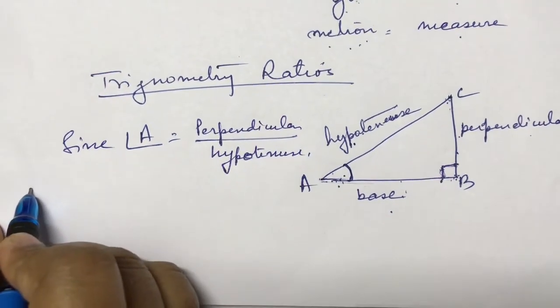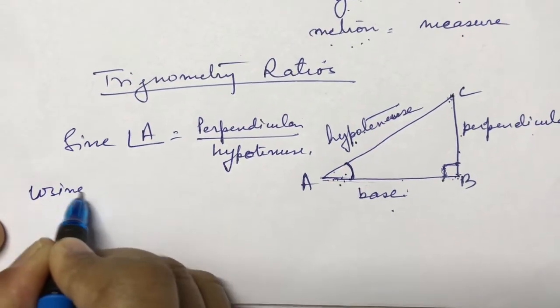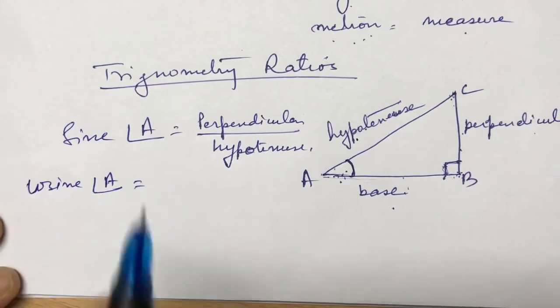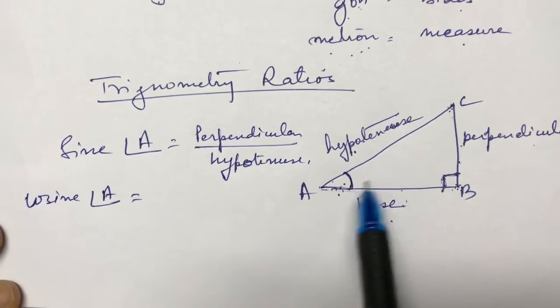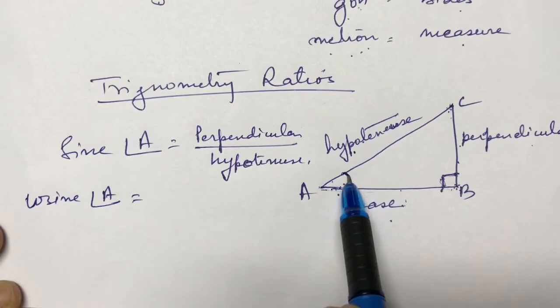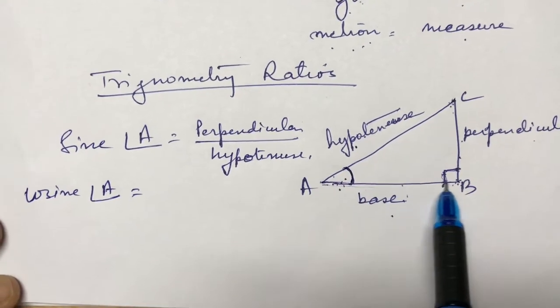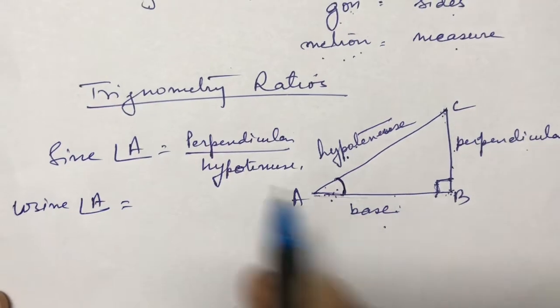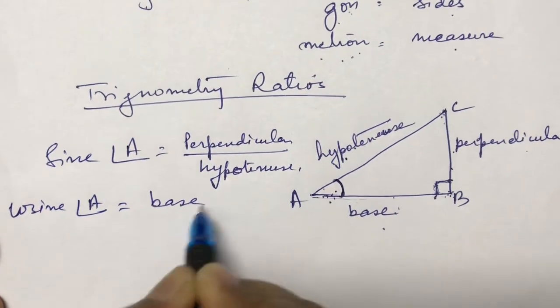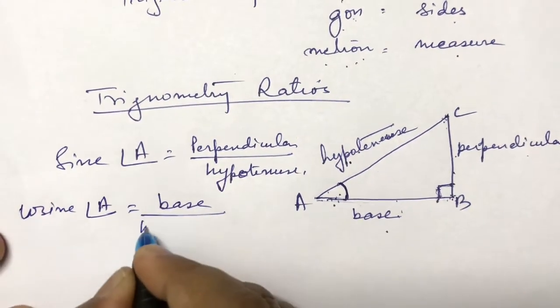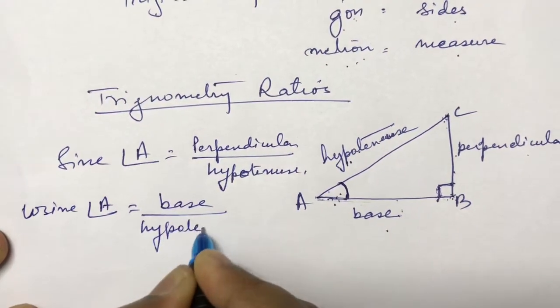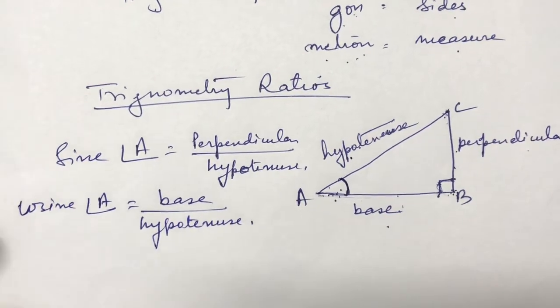What is cosine A? Cosine A is given by side adjacent to angle A. What is the side adjacent to angle A? It is AB, which is known as the base, by the hypotenuse. So base by hypotenuse. Fine.